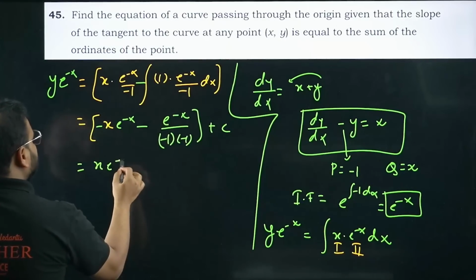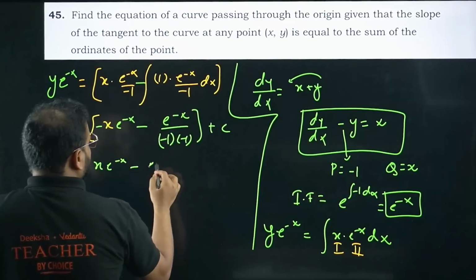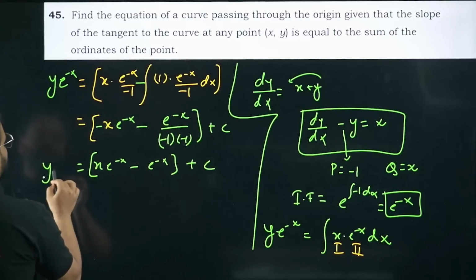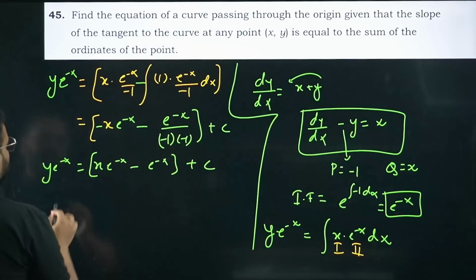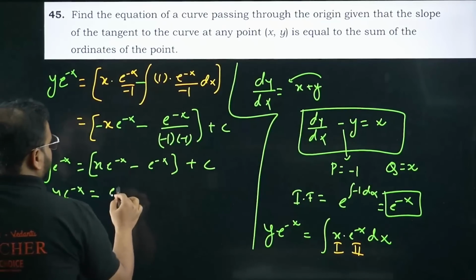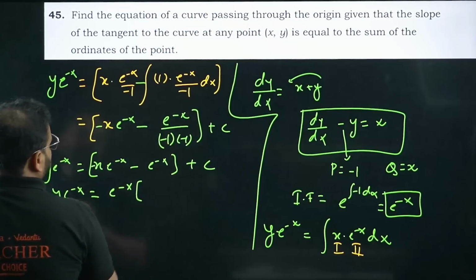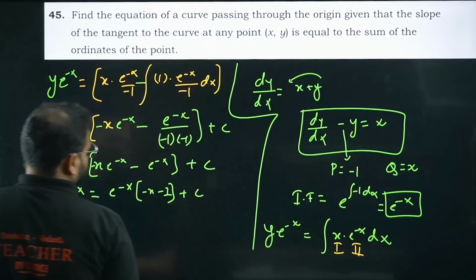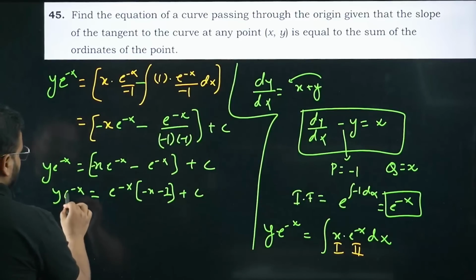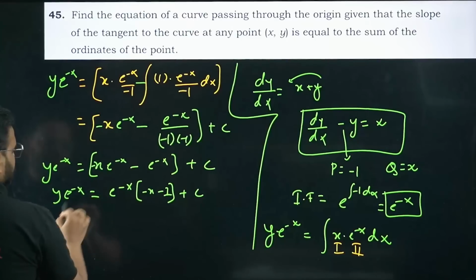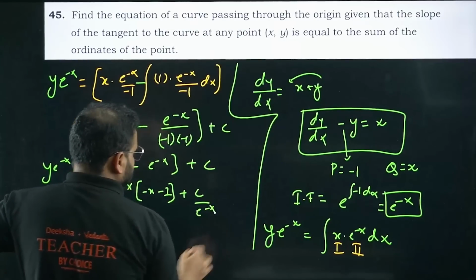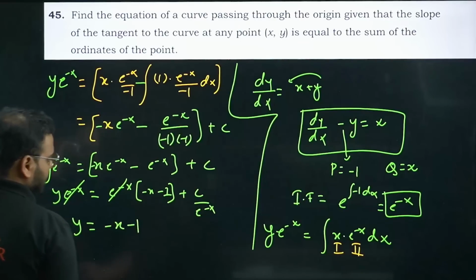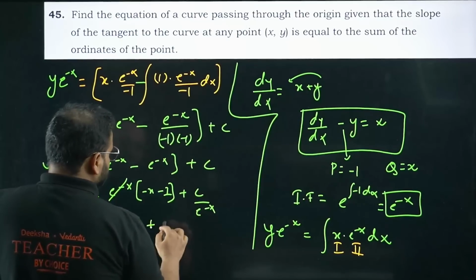It will become x e power minus x, and you'll have minus e power minus x, and plus c over here. Y times of e power minus x. Divide everything by e power minus x, or you can take common first. E power minus x is common. It will become minus x minus 1 plus c. If you divide this, it cancels and this will become e power x. So what I have is y equals to minus x minus 1 plus c times of e power x.